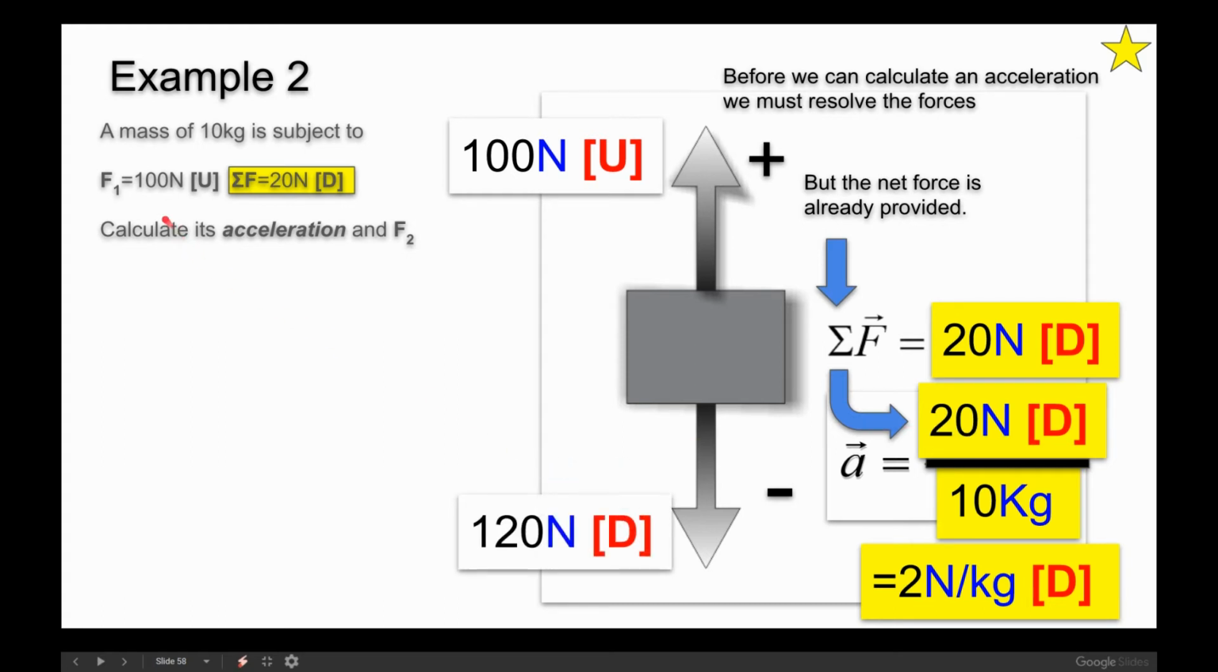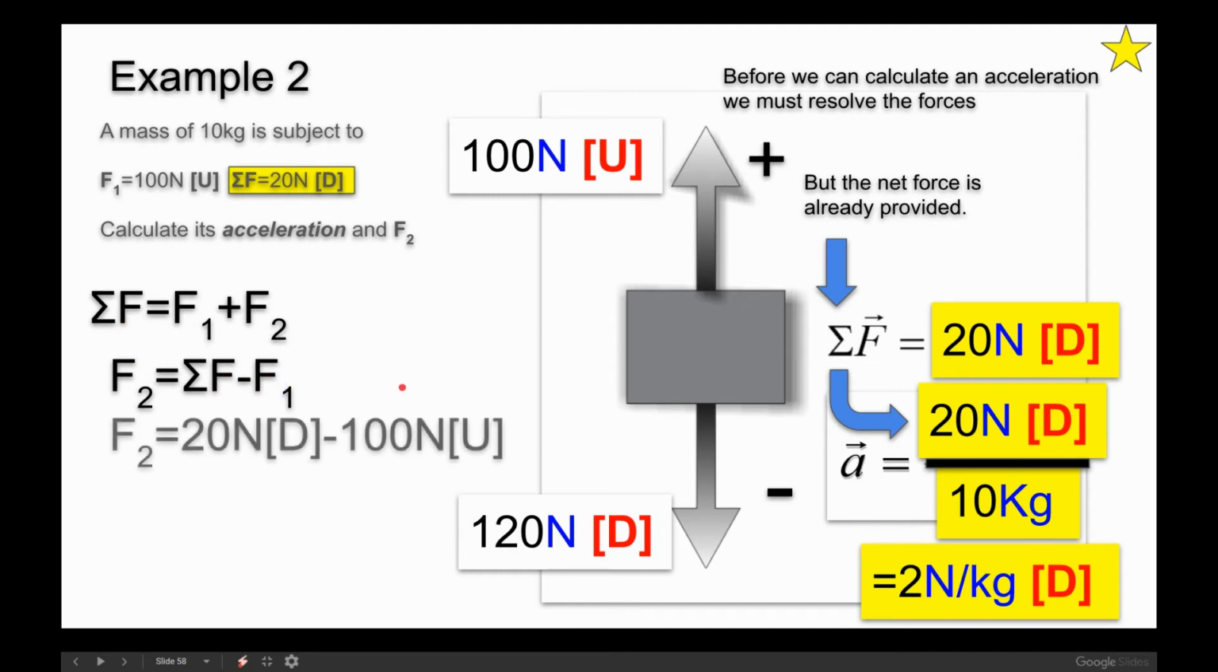Now, the other part is ridiculously easy. 100 positive plus what equals negative 20? Well, 100 up against 120 down would leave me with 20 down. Or you can write it out formally. The sum of the forces has to be all of them added up. And we can then figure out F2 is the total minus F1. 20 newtons down minus 100 newtons up.